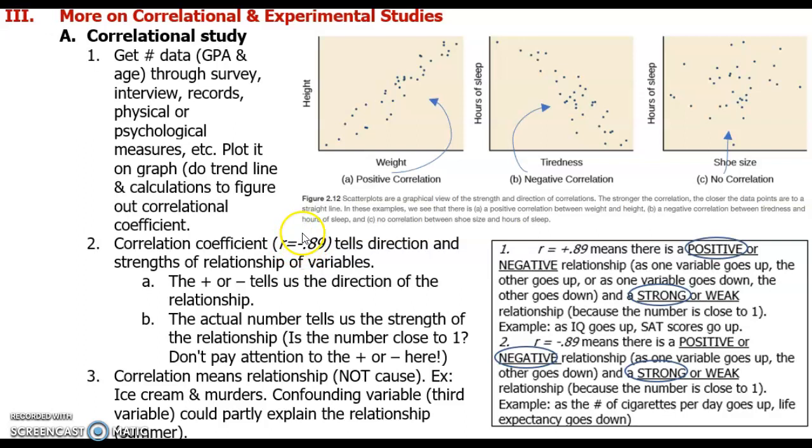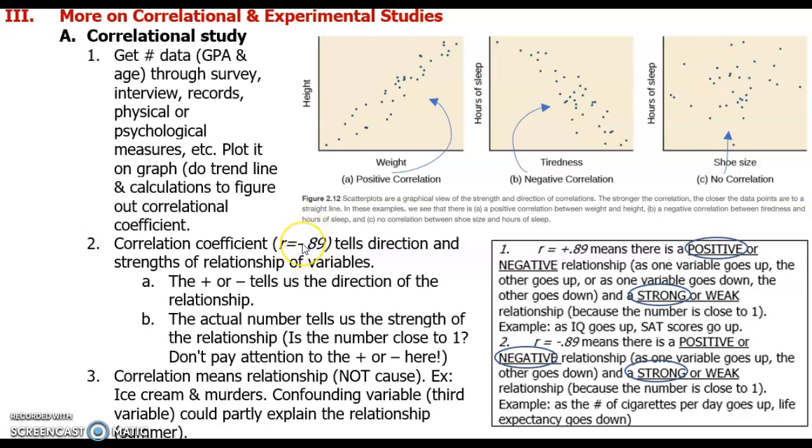This one is close to 1, isn't it? It's 0.89, so that means it's a strong relationship. Even though it has that negative, we cover that up when we're just looking at the strength. We just look at the number and see how close to 1 it is. So this correlation coefficient says negative 0.89.